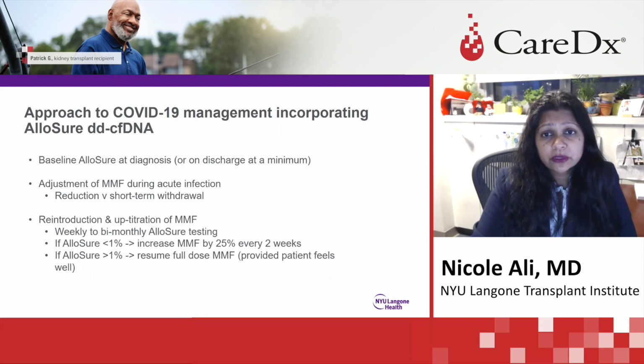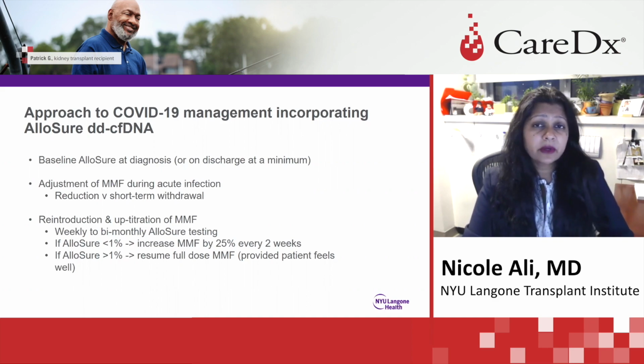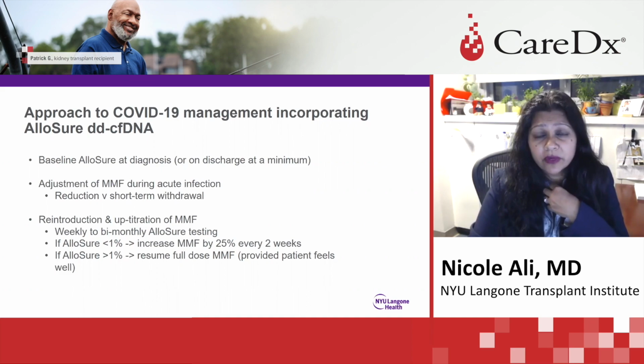So for all patients, either at diagnosis usually or at minimum on discharge, get an AlloSure score sent. For us, many of the patients do get adjustment of their antimetabolite, typically myfortic or CellCept, during the acute infection. Some patients we will drop by 50%. Many patients we will stop the myfortic temporarily.